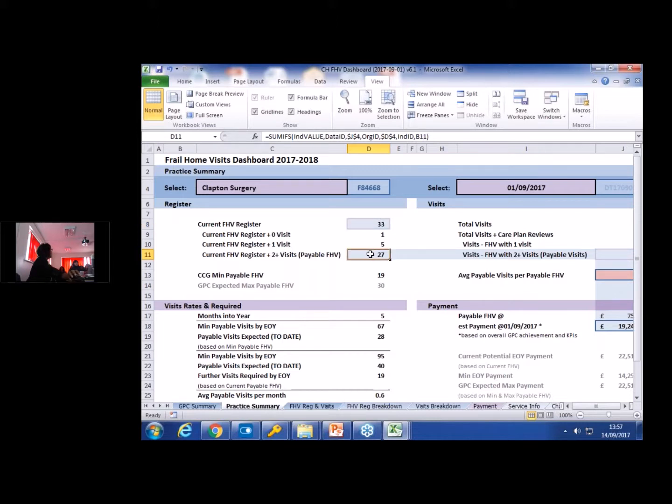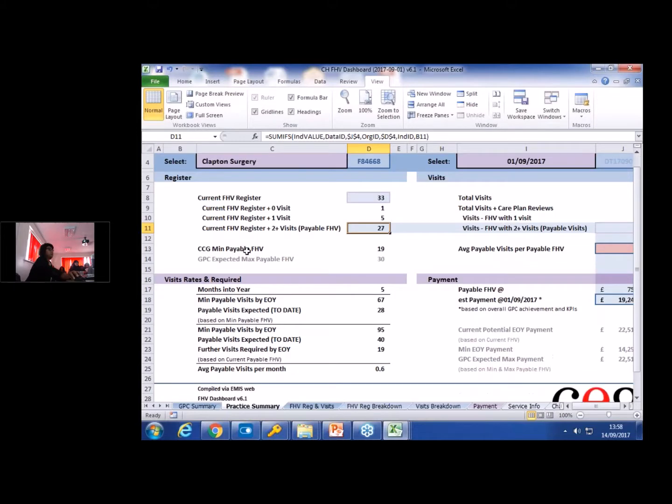If there aren't two visits on the patients on your Frail Home Visits register, there's a penalty, so you need to get 2+ visits. Also, you need to achieve a minimum register, which for this practice is 19. When you choose your practice, it's visible here what your minimum is. And this practice has already achieved the minimum Frail Home Visits register.